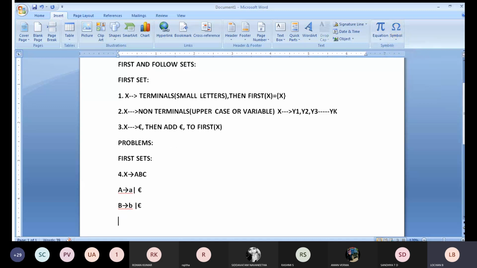Next I'm going to continue my production once again. C implies small c, I will take. So this is the solution they have given. Don't write anything, just observe here.